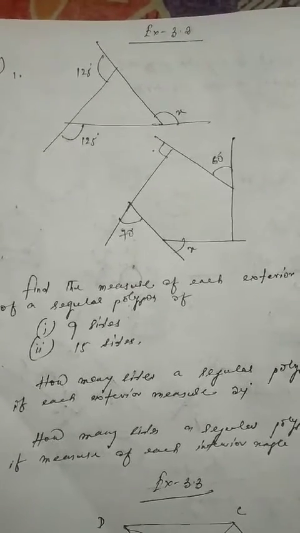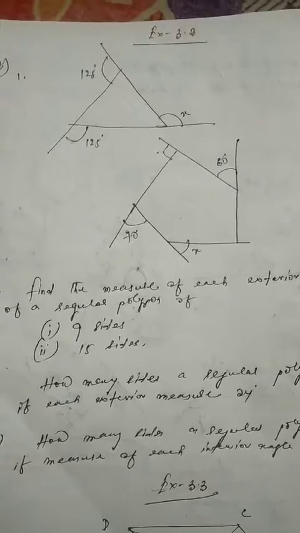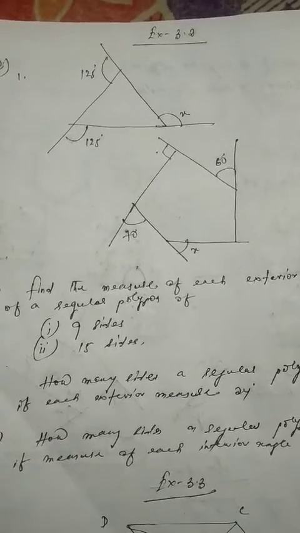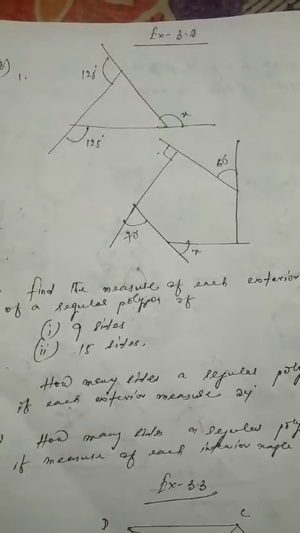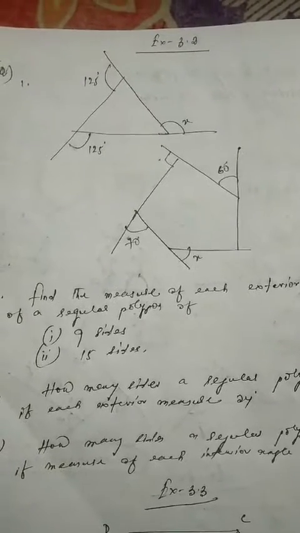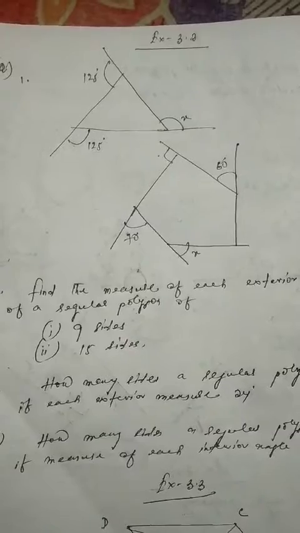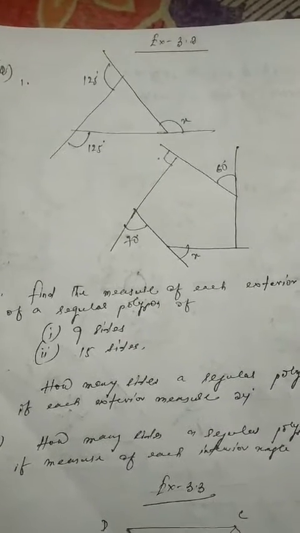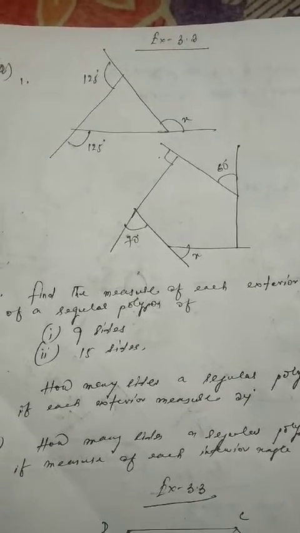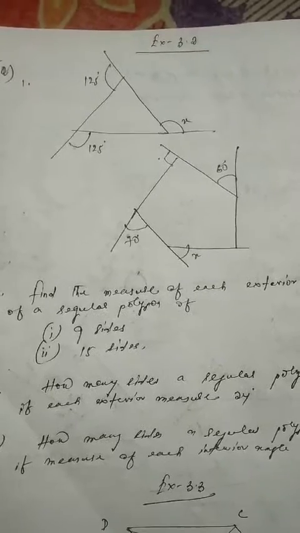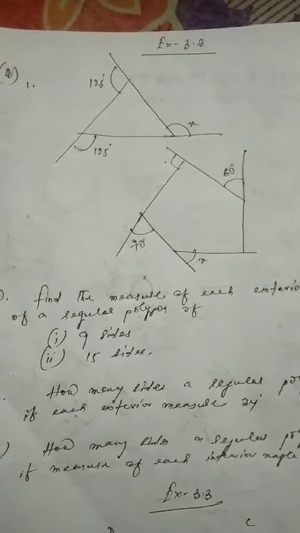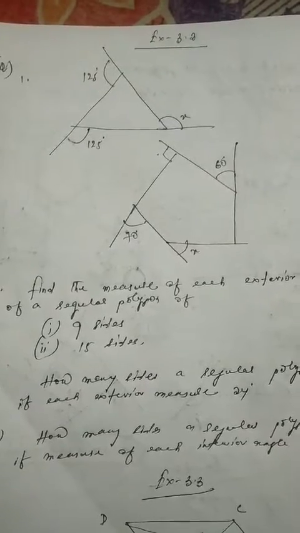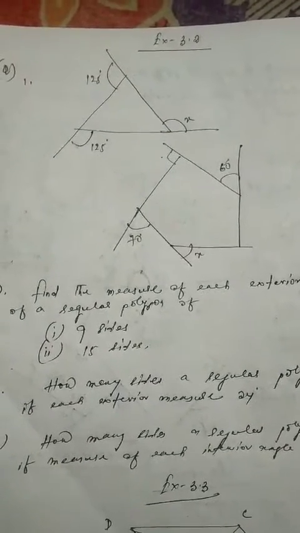Children, I'm again repeating my words. How to find the measure of each exterior angle of a regular polygon. Each exterior angle of a regular polygon is 360 degrees divided by the number of sides. If you divide 360 degrees by the number of sides of that regular polygon, it results in the measure of each exterior angle of that particular polygon.